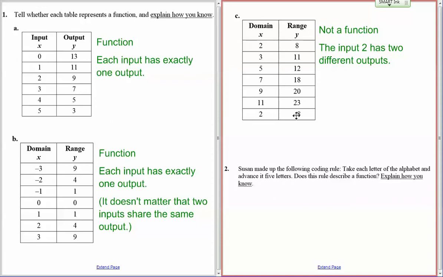Last thing here on whether something's a function or not, Susan made up the following coding rule. Take each letter of the alphabet and advance it 5 letters. Does this rule describe a function? And explain how we know. So I said that yes, this is a function because each letter, our input, will be assigned one different letter. Or maybe it's assigned a different number, but yeah, every single letter is going to have its own output. It's going to have one output, so that makes it a function.